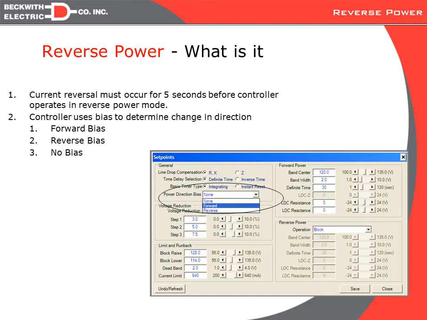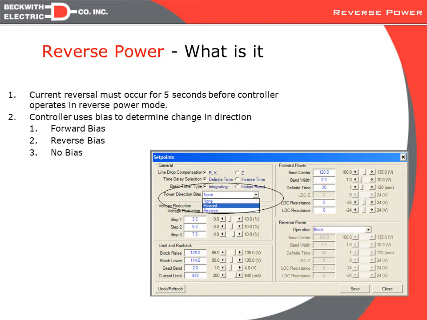Once in reverse, again, if we have the bias setting set to none, we need to have 4 continuous milliamps of current for 5 seconds in the forward direction to bring it back to forward. So basically, if we set that setting to none, what we are saying is we need to have at least 4 milliamps of current for 5 continuous seconds flowing in the opposite direction to switch from one direction to another.